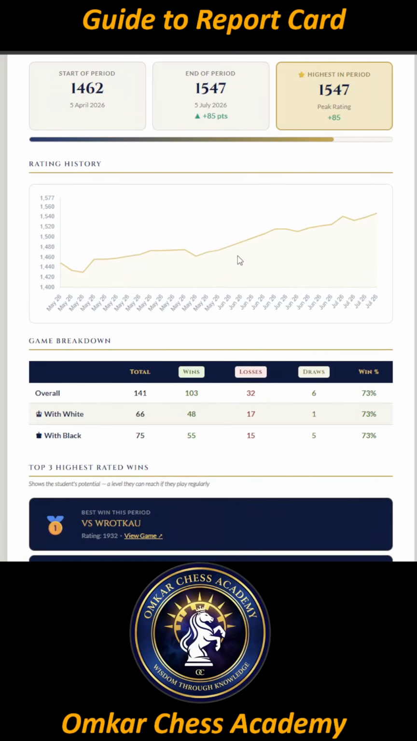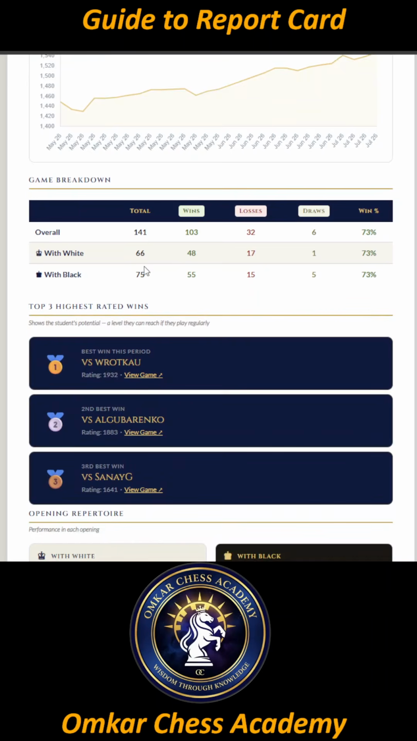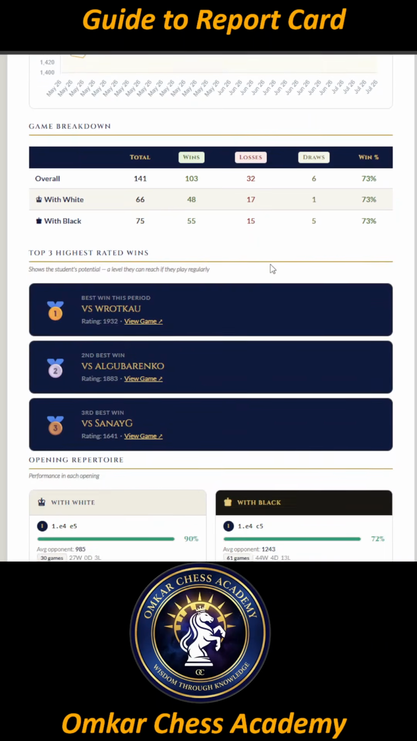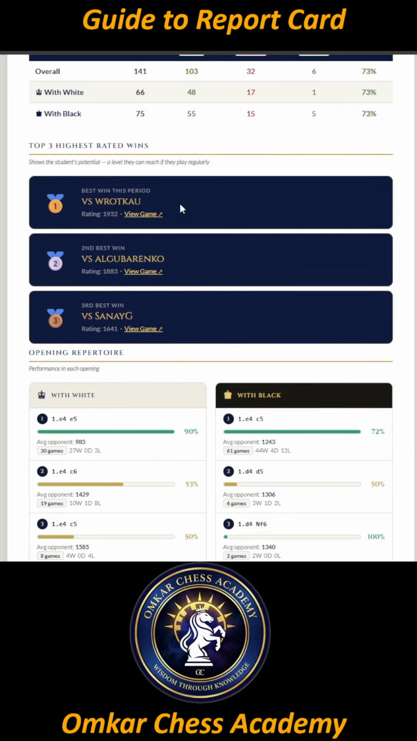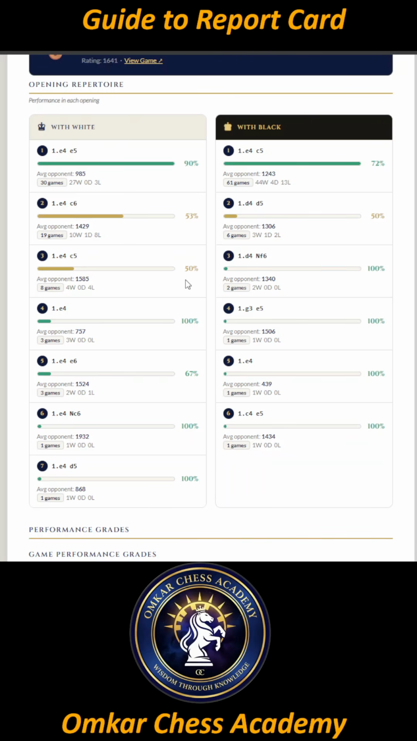Next shows the rating graph of the student, his game breakdown, what's the percentage score with white and black. The top three higher rated wins shows that this is the potential of a student. If he plays well regularly, he can achieve that level. Next is the opening breakdown, the score of the player in each opening, how he has done in each opening.